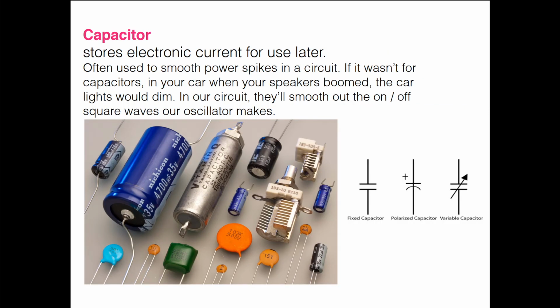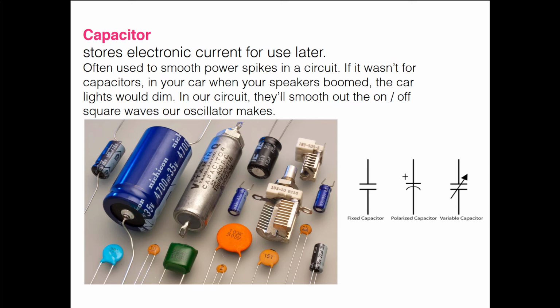The capacitor we discussed before, but today we're going to go into much more depth. We're going to look at different kinds of capacitors: fixed capacitors, polarized capacitors, and variable capacitors. Notice that some capacitors have pluses next to them, and just like LEDs, that indicates that they're polarized. I mean that in the circuit diagram on the right-hand side of this slide.